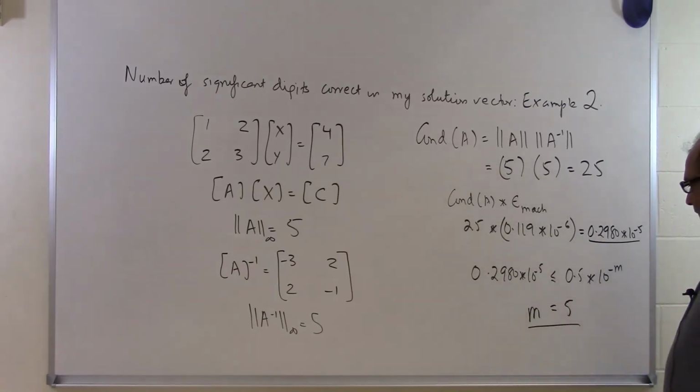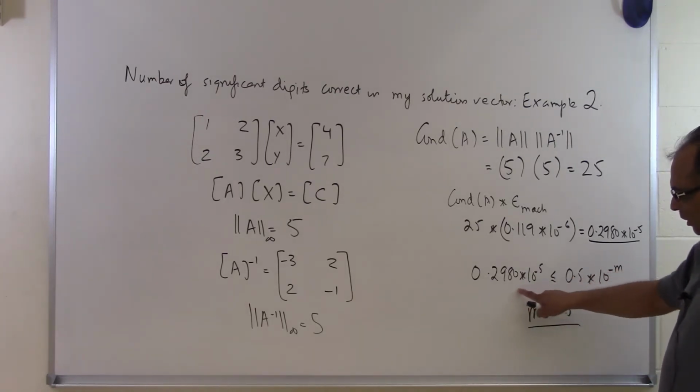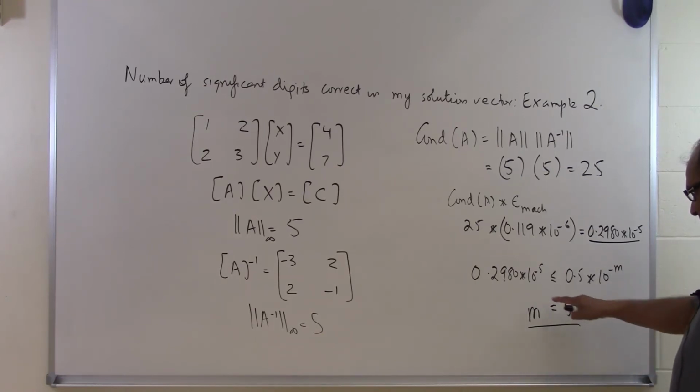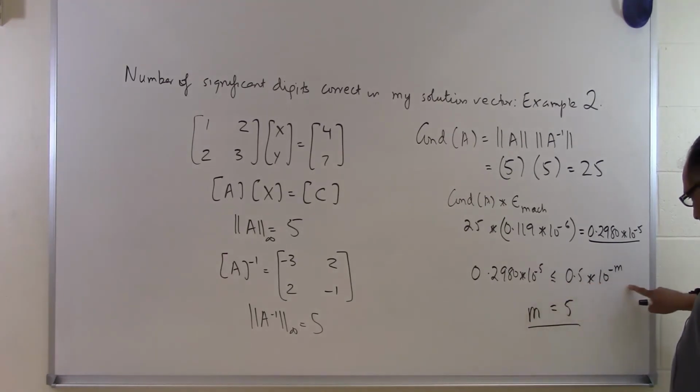Of course, this means m is less than or equal to 5. That's what you will get when you solve this inequality. But we're looking for the largest value of m for which this inequality is valid. The condition number times machine epsilon is the measure of the relative change in the solution vector to the relative change in the right-hand side vector or the coefficient matrix. We compare it with this number, and we get m is less than or equal to 5.